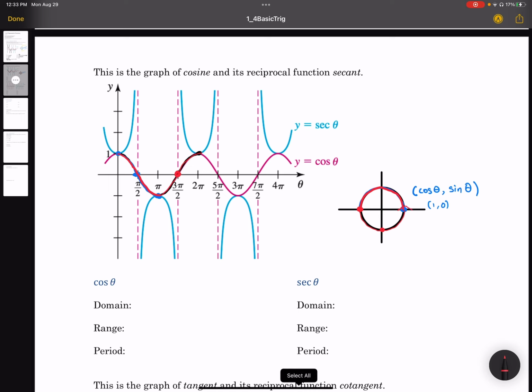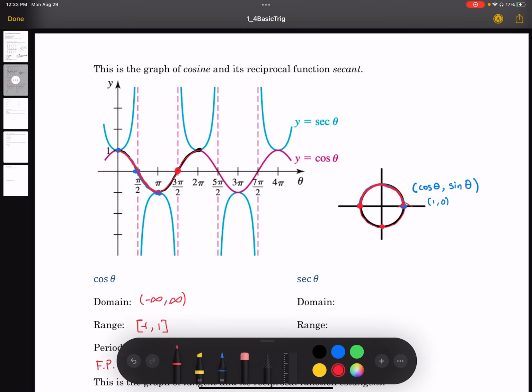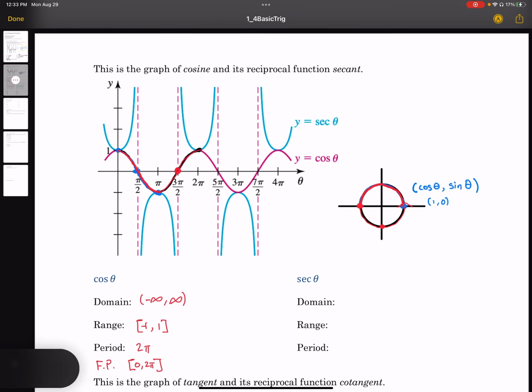So just like sine, the domain is all real numbers because we can do the cosine of any angle. The range, just like sine, is from -1 to +1, and the period is 2 pi. The fundamental period is just like sine, from 0 to 2 pi. For secant, very similar to cosecant, it has the same restriction.